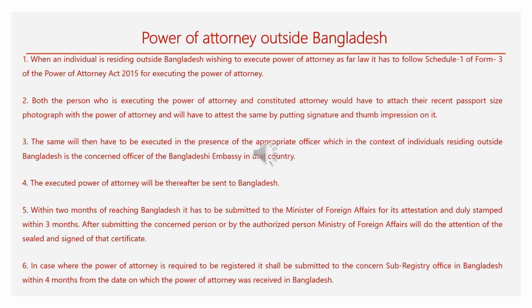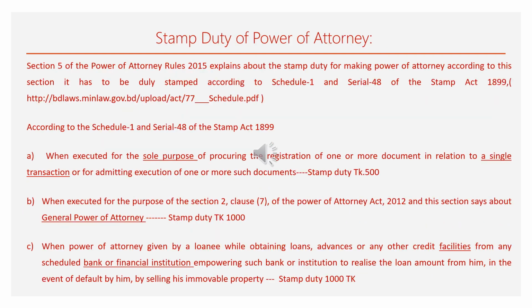This power of attorney outside Bangladesh, the person or the principal will get 4 months from the date on which the power of attorney was received in Bangladesh. So that's all for power of attorney outside Bangladesh. Next point is stamp duty of power of attorney.